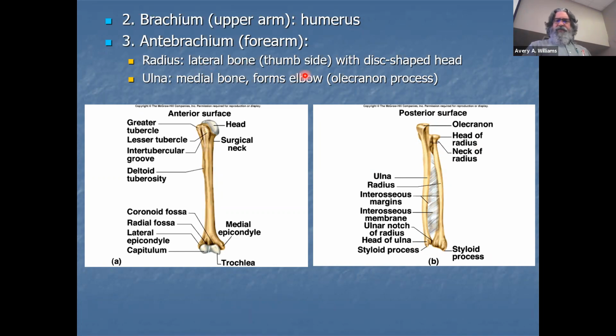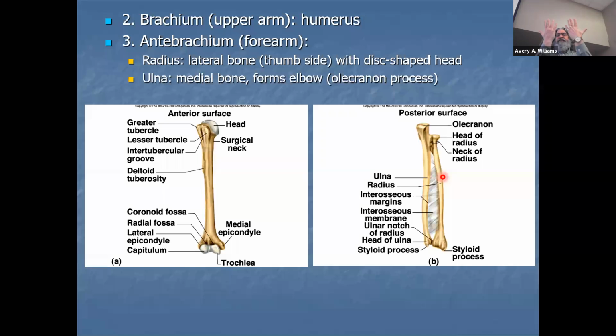What else? Thumb side, disc-shaped head. The radius has this disc-shaped head, because if you look at your radius and your forearm, you could do this, right? You can't do your feet like this. Can you do your feet like this? No. Look at one side of your foot, and then look at the other side of my foot. You can't do that, can you? Try it. You can do that with your hand because the radius actually moves. Your tibia and fibula do not move like that.